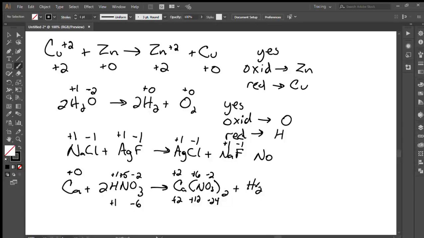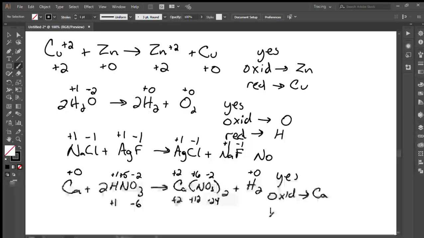Okay. Hydrogen's all by itself, so it's the charge on the molecule, or 0. Okay, so calcium went from 0 to +2. Hey, there's a change. Hydrogen went from +1 to 0. There's a change. Nitrogen went from 5 to 6. There's a change. Oxygen stayed the same. Okay, so there was change, so yes, it is a redox reaction. Oxidized means it lost electrons. Calcium went from 0 to +2. It had to lose electrons to do that.